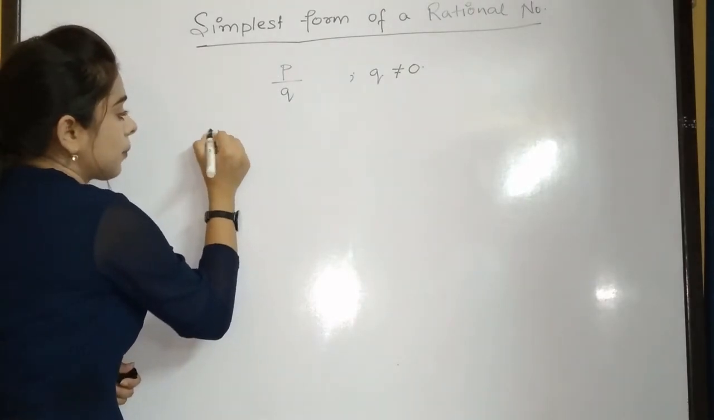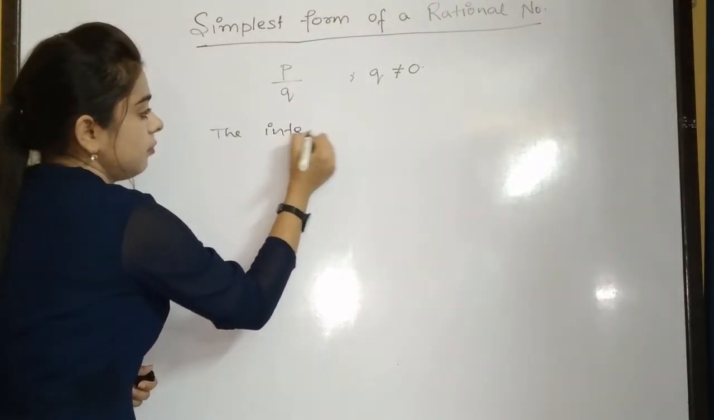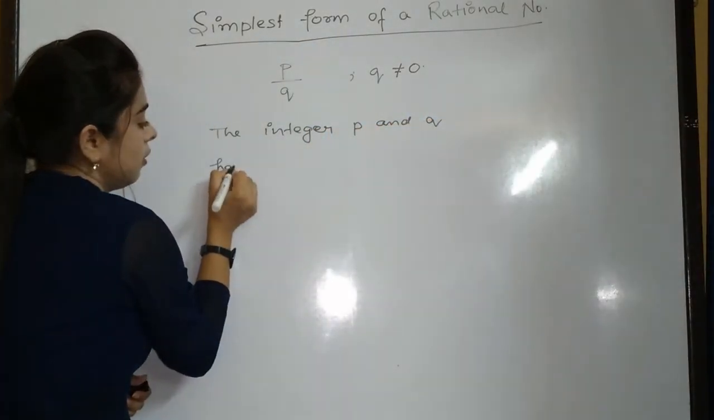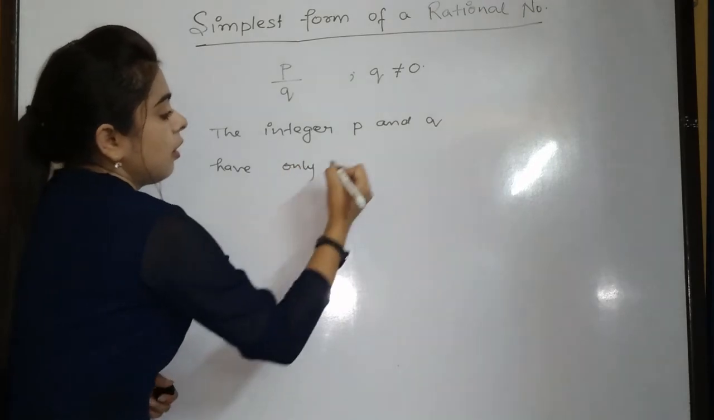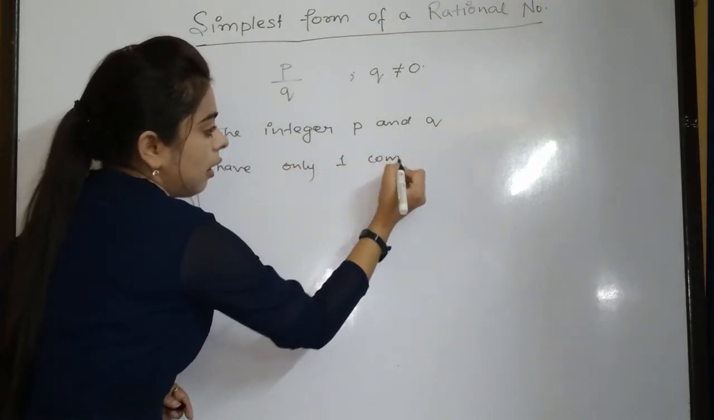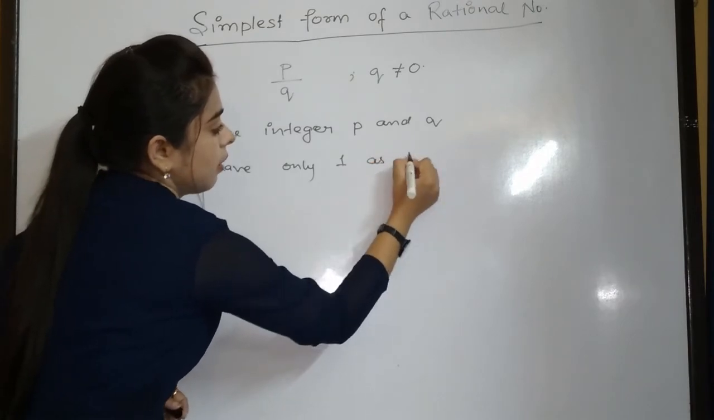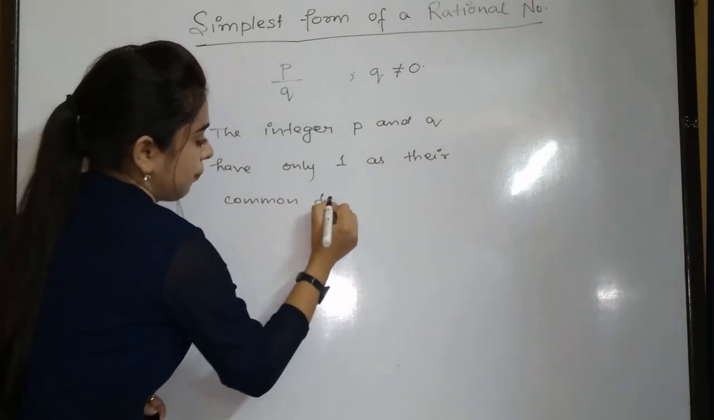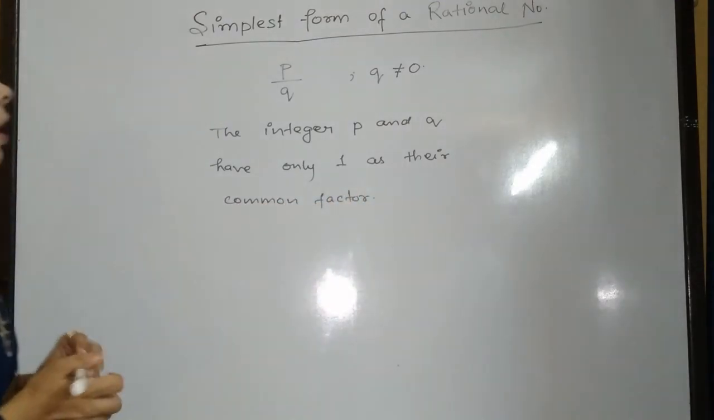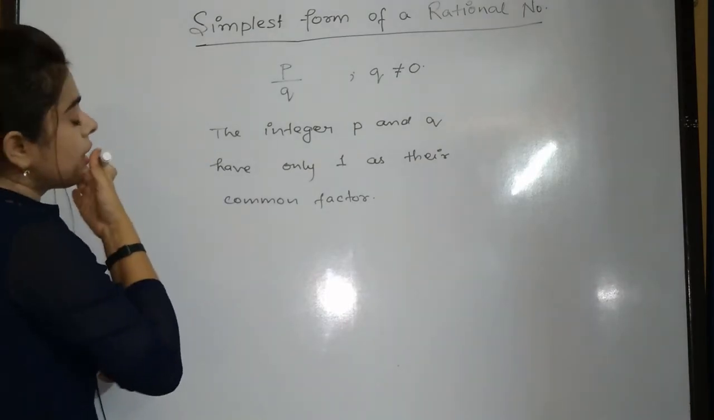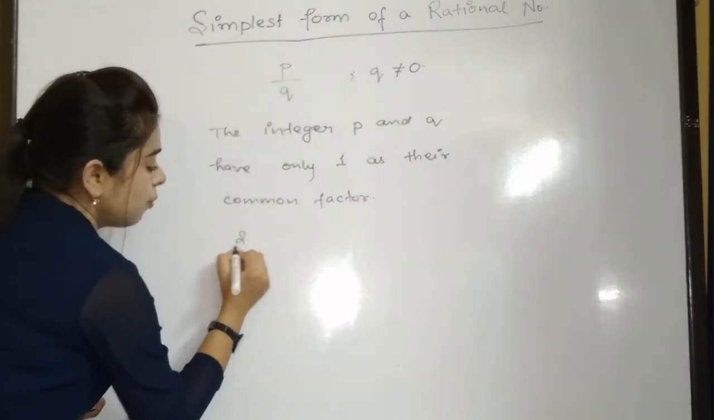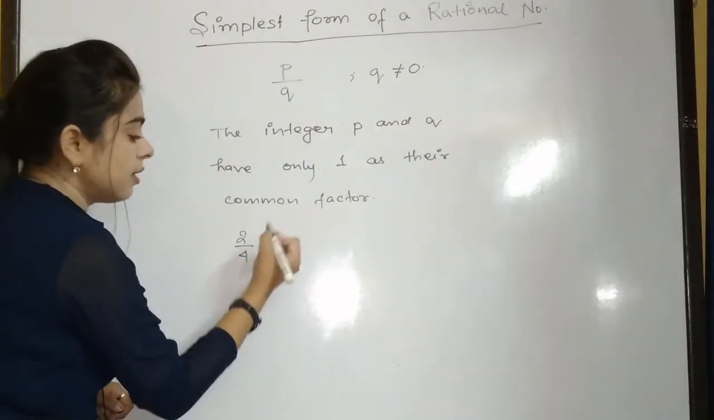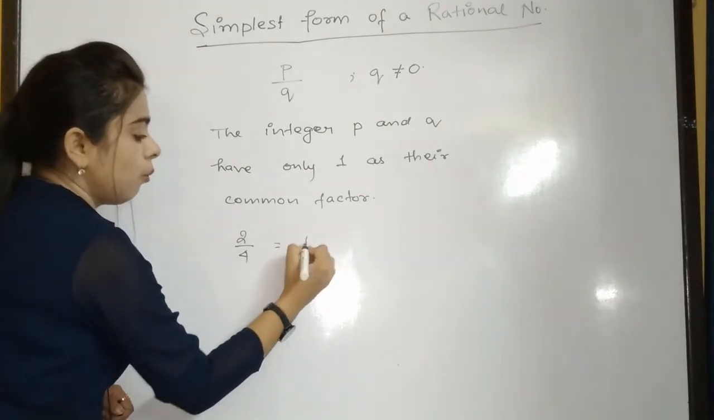So when can we call that a rational number is simplest? When the integers p and q have only one as their common factor. Okay. So suppose I give you 2 by 4, what is the simplest form of this rational number? So we will say the simplest form is 1 by 2.